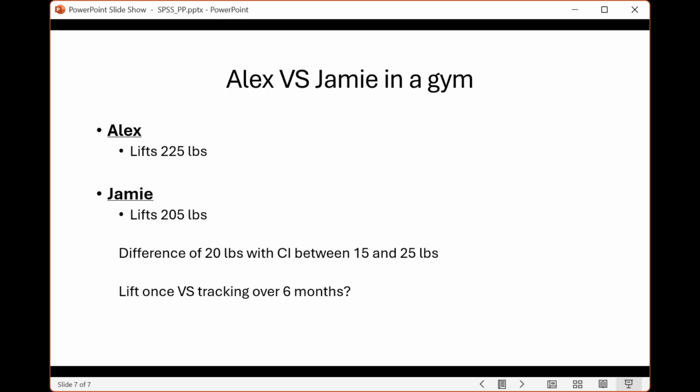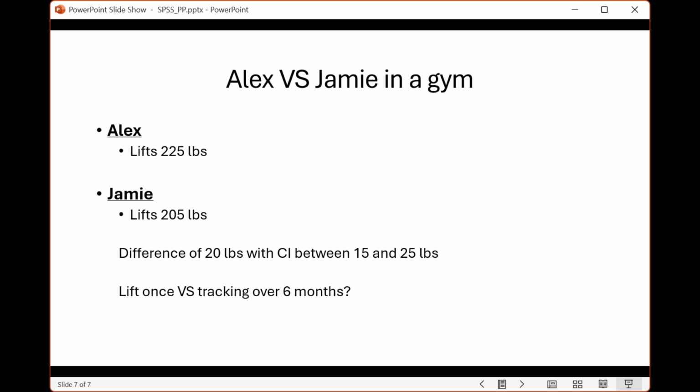All right, let's make all this real with a story. Stats are powerful, but they don't have to be dry. Imagine this. You've got two friends, Alex and Jamie. They both go to the gym regularly, and you're trying to figure out who's actually stronger. But you don't just want to eyeball it on one day. You want to really know.